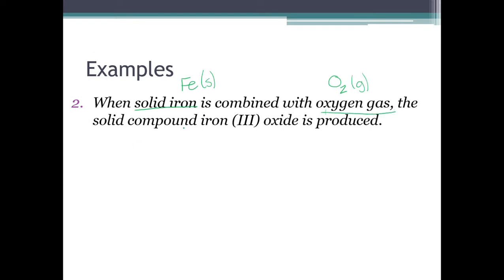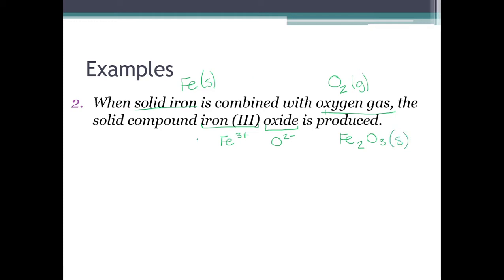And then the solid compound, iron 3 oxide, is produced. So remember, this is ionic. This iron 3 tells us it is an iron ion with a 3+ charge. And oxide comes from oxygen. If you look on your periodic table, oxygen forms a 2- charge. So that means that when they come together to form an ionic compound, we are going to need 2 irons and 3 oxygens, and that'll be a solid.